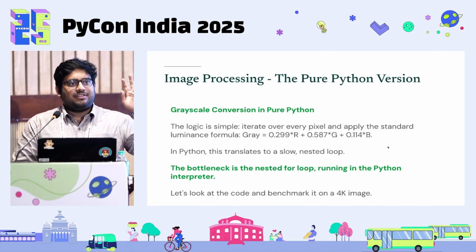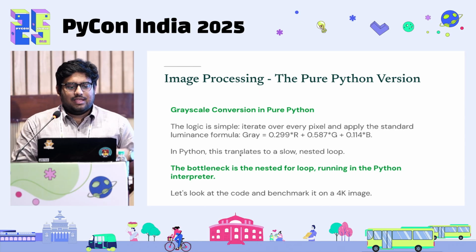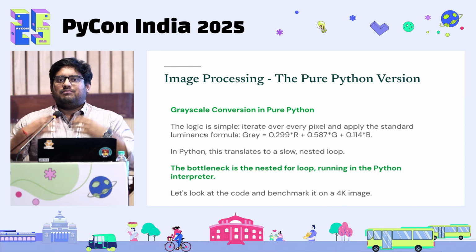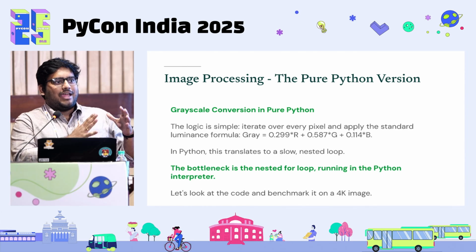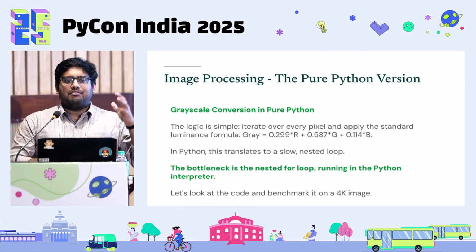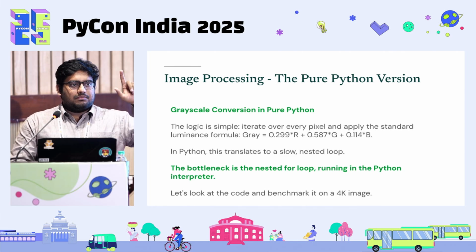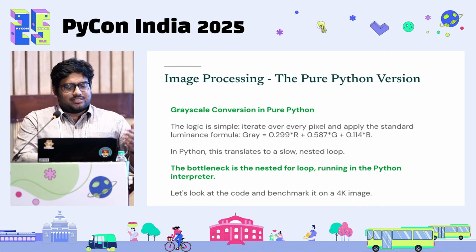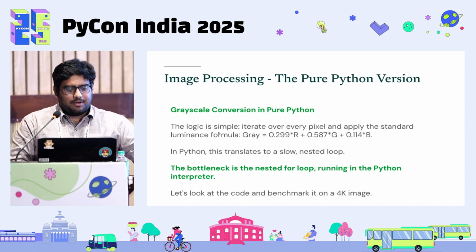So we have two files that we'll be creating. One is the pure Python version. In the Python version, the logic is pretty simple. We will be taking the image and putting it inside a NumPy array. It'll create a three-dimensional NumPy array with RGB values, and you'll have this formula, which is basically the luminance formula. You apply this on each pixel, and then you can convert the image to grayscale.